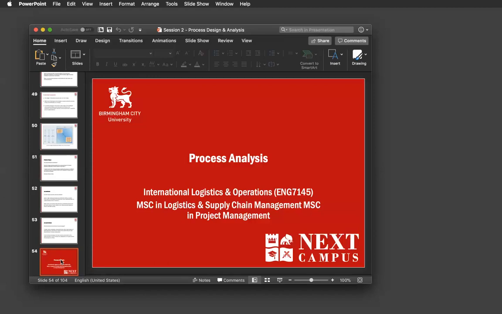So if you are asked a question on processes and layouts, then you need to be able to relate this to a practical business scenario. That's more important than knowing what is process analysis and what is the volume variety matrix and that kind of thing.